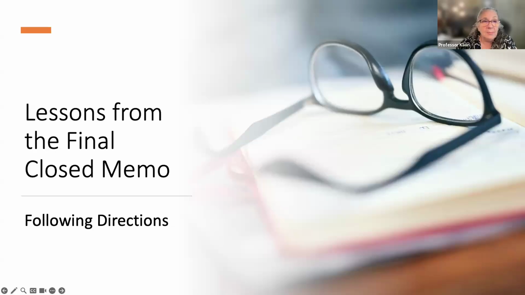So first, I'm going to talk about one of my old favorites, which is following directions. And I say this because for this assignment, for the final close memo, formatting was worth 9 points. 9 points may not seem like a lot to you, but I will tell you, as someone who has been grading this class for the past 15 years, that when it comes to that final curve, 9 points can easily be the difference between a B and a B plus. Sometimes it comes down to 3 points.